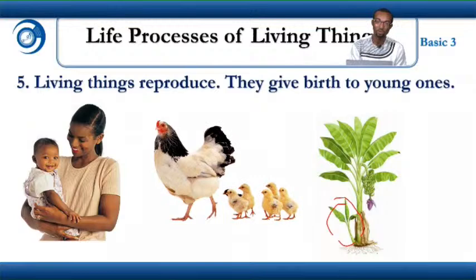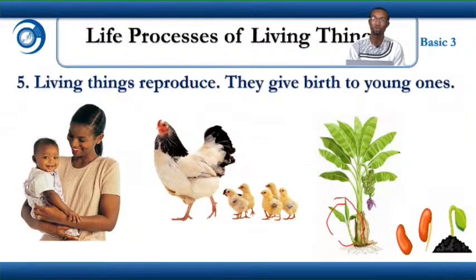If you go into a plantain farm, you will see that under it the big plantain has given birth to young ones, and these young ones will grow up to replace the big ones. Some plants also use seeds to grow. You put the seed in the soil and it will grow into a big plant. So another life process of living things is that living things reproduce. This means they give birth to young ones, and the young ones are just like the parents.